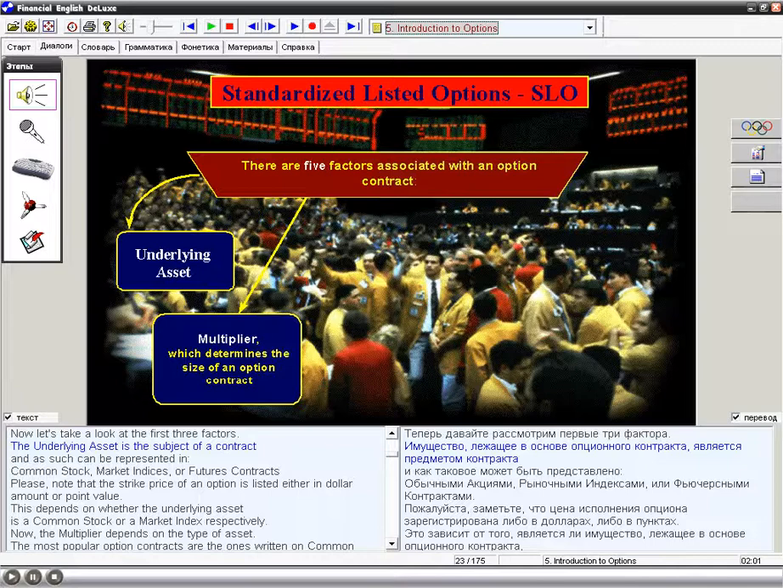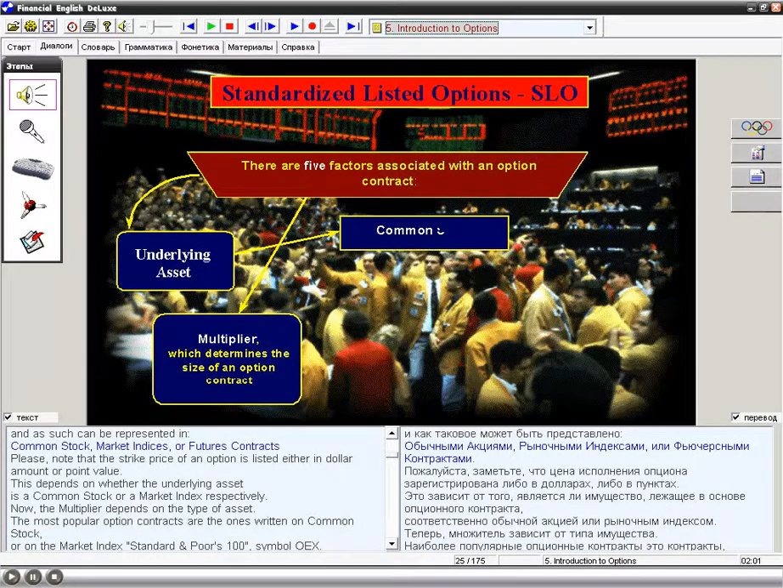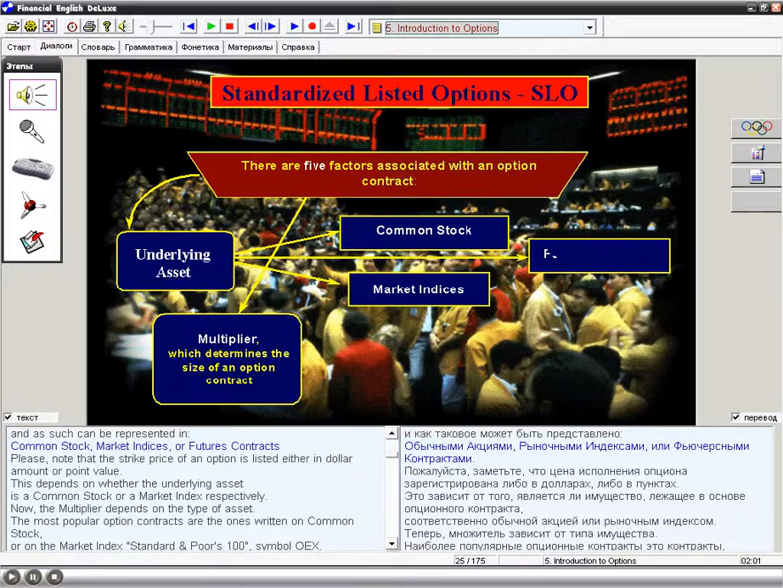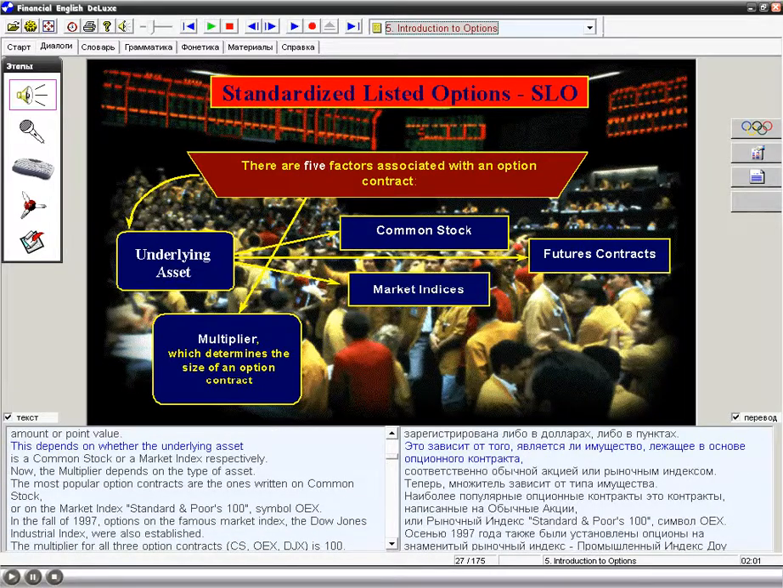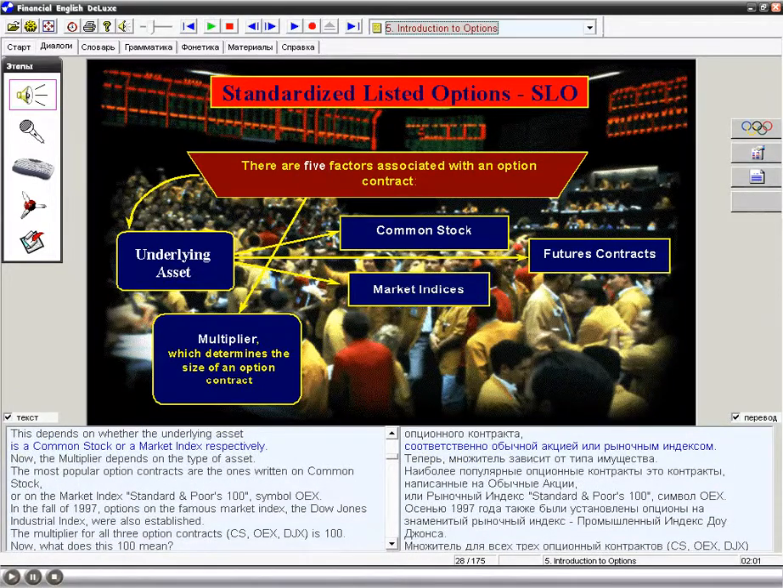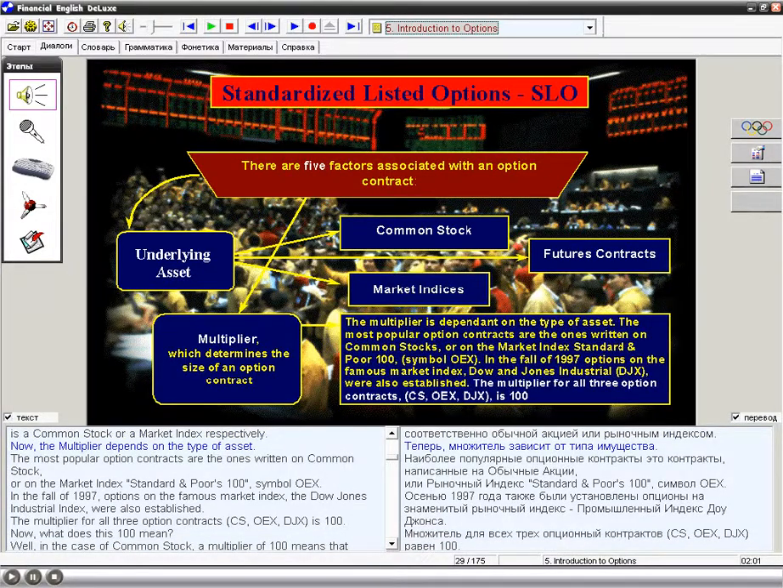The underlying asset is the subject of the contract, and as such it can be represented in common stock, market indices, or futures contracts. Please note that the strike price of an option is listed as either a dollar amount or a point value. This depends on whether the underlying asset is common stock or a market index, respectively. Now, the multiplier depends on the type of asset.